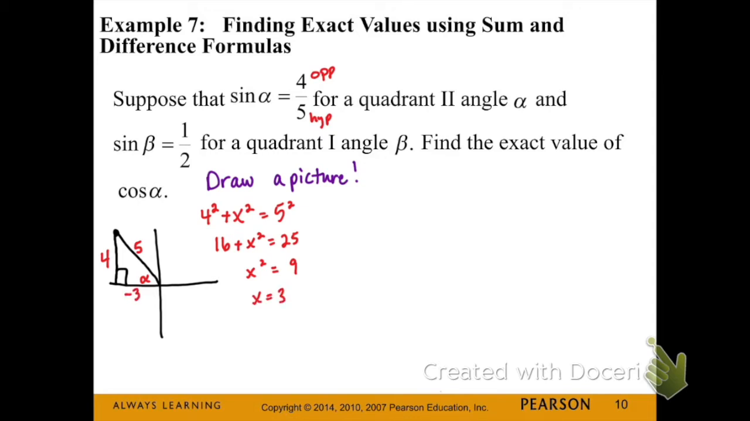So remember, we have Pythagorean triples, and the one we should definitely know is the 3, 4, 5 triangle. So anytime you have a side of 4 and a hypotenuse of 5, we know the other one's going to be 3. I labeled this as -3 because we're in quadrant 2, and cosine is negative in quadrant 2. So we know that cosine of alpha is equal to -3/5.